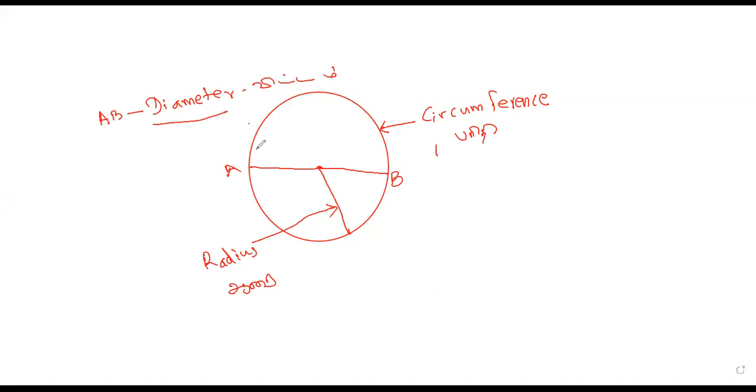Okay, it's okay. Right now, you listen to me. Diameter means the line that divides a circle into two equal parts. Diameter divides a circle into two equal parts. Now understood? Yes, sir. Okay.